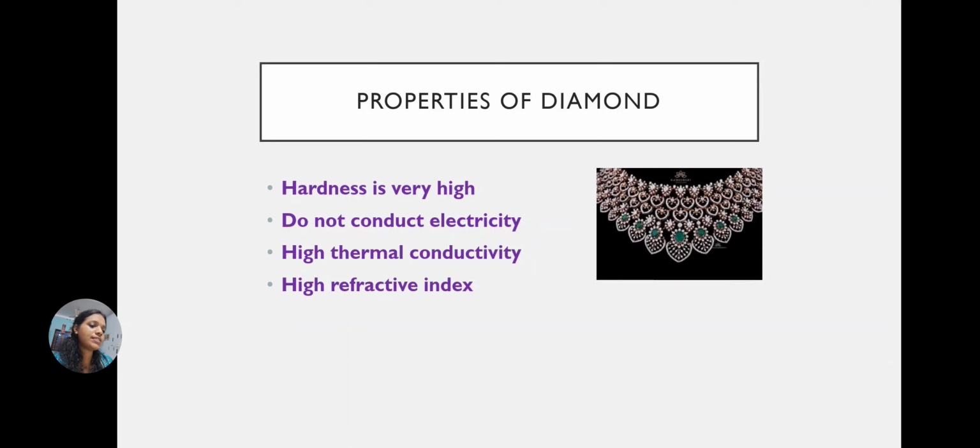Okay, the second crystalline allotrope is graphite. Let's start with graphite. The shiny tip of the pencil. Okay.